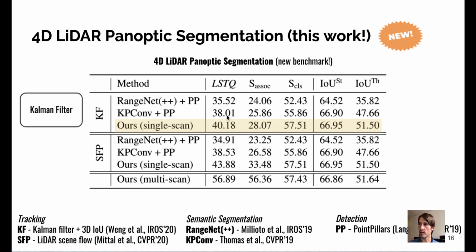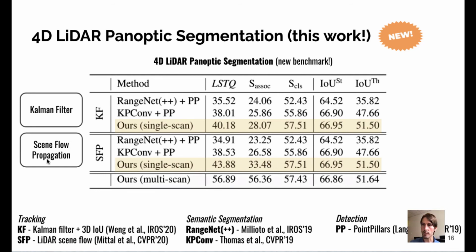And these are the results that we get. So of course, as expected, as our method performs better on a single scan level, it will also perform better in terms of association and classification. So in terms of tracking. The second variant of tracking by detection that we evaluate is based on scene flow propagation. So here we use the pre-trained LiDAR scene flow network to propagate segments from one frame to another, and here we observe quite similar trends.